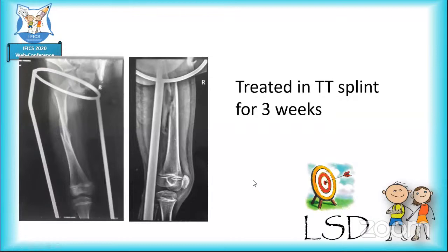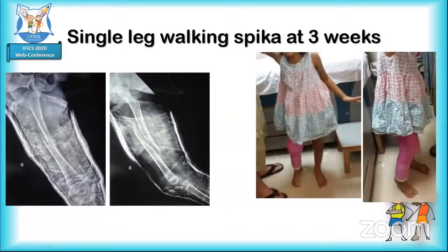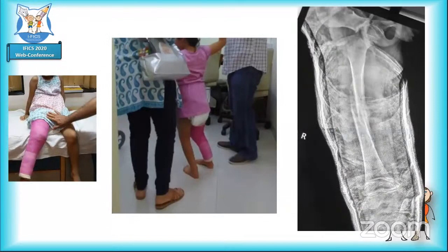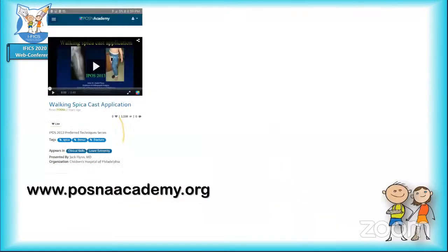So, the protocol at our hospital was allowing only life-threatening or limb-threatening surgery to be operated. So we put this child in a Thomas splint and sent her home. After 3 weeks, this child was put in a single leg spica. She could walk on it, and so she could be taken care of. Now the fracture was well aligned, well healed.